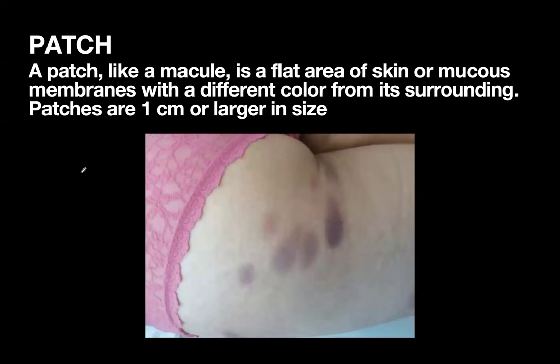Then comes a patch. What is a patch? A patch is like a macule. It's a flat area of skin or mucous membrane with a different color from its surroundings. Patches are typically 1 centimeter or larger in size. What you are seeing here is a patch. This is a patch. All right.